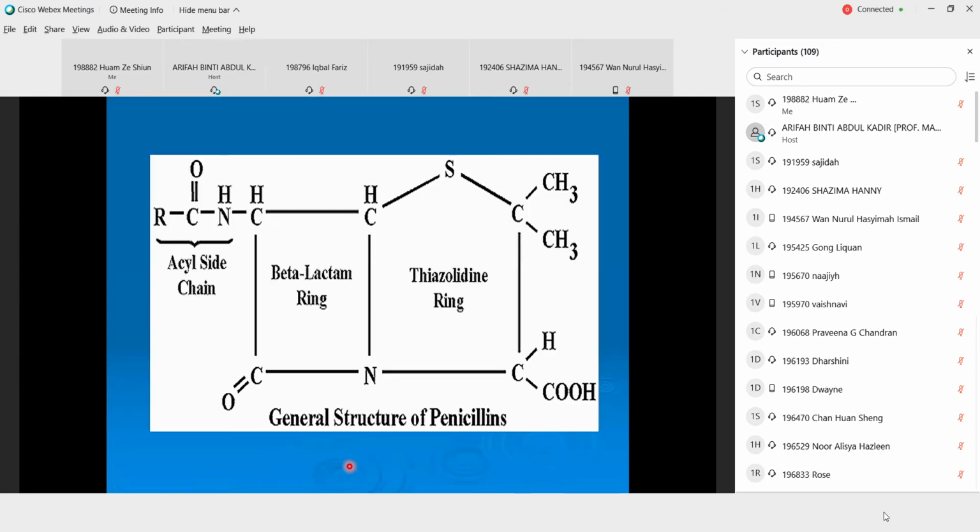This is the structure of penicillin I was talking about. The beta-lactam ring is the ring that confers the antibacterial activity. Usually when resistance occurs, it is due to inactivation of the beta-lactam ring, which causes the antibiotic to be unable to produce the desired effect.